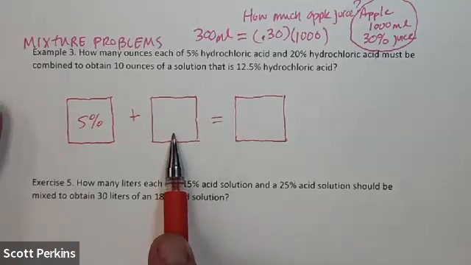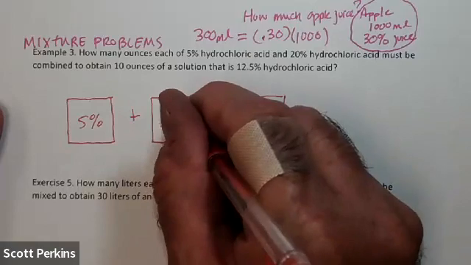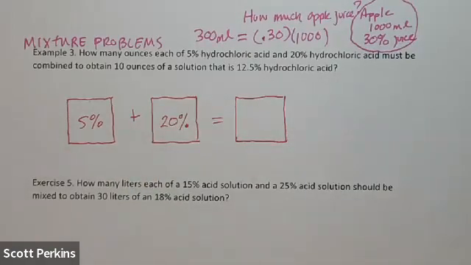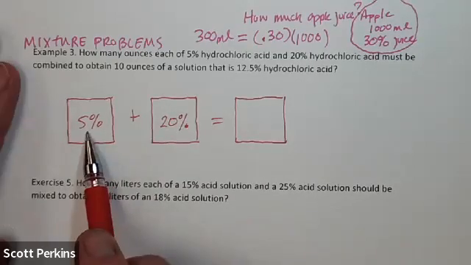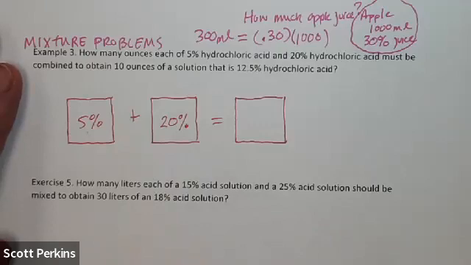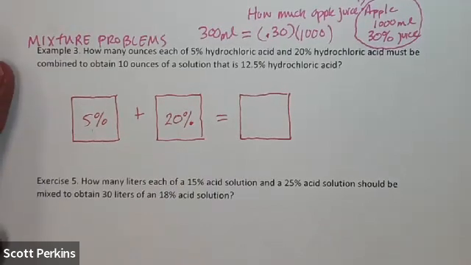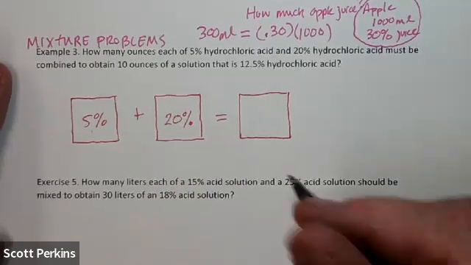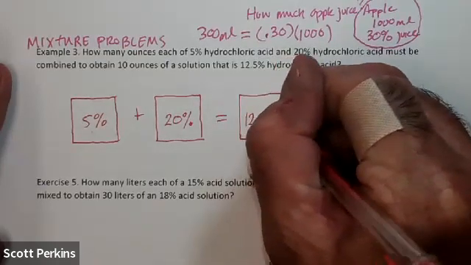What's the second thing I'm adding in? A 20%. So this second box represents the 20% solution that I'm dumping into my bowl. And I want my 5% plus my 20%. What do I want my result to be? A 12.5%. Yes, great job. So far, so good.